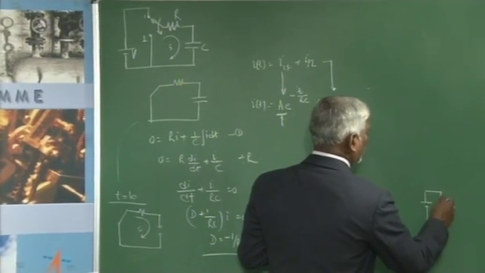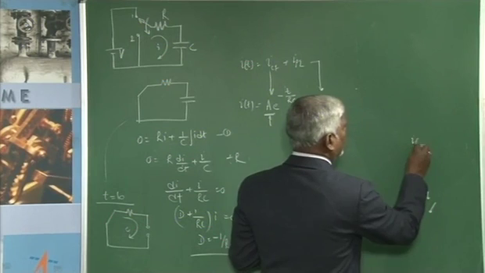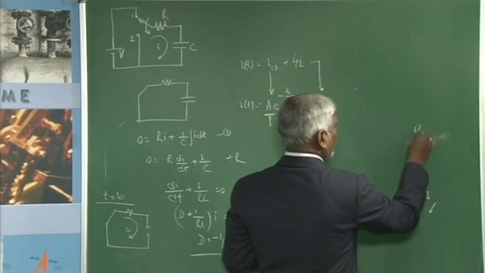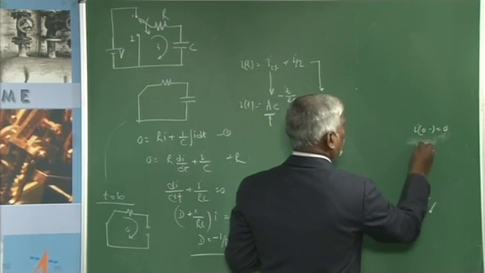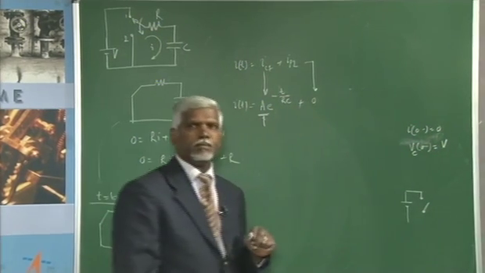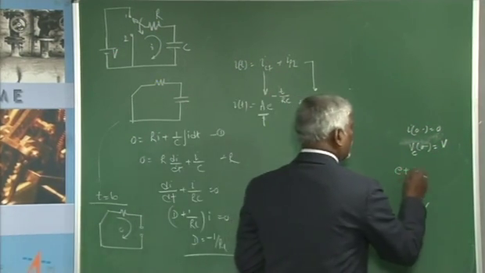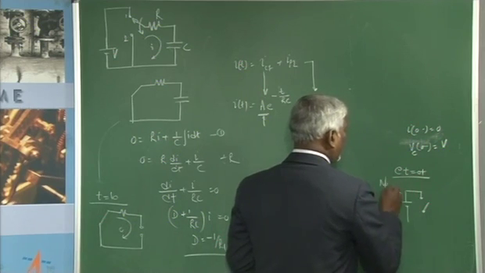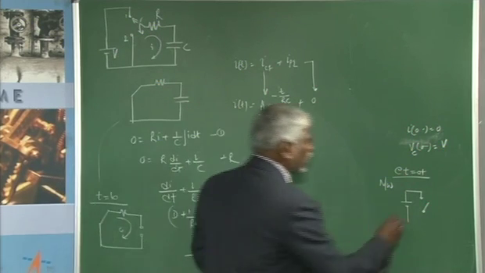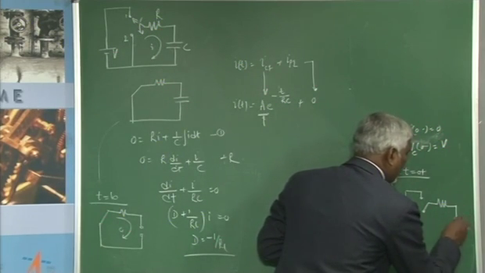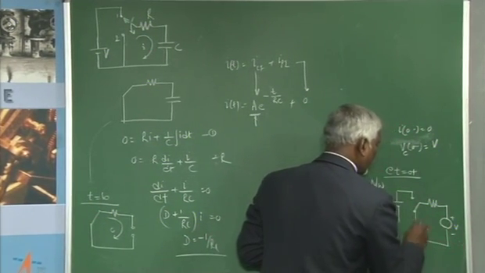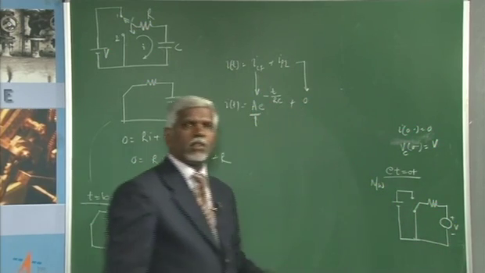When the switch is moved to 2, at 0 minus, the current I at 0 minus is 0, and the voltage across the capacitor at 0 minus will be V. At t equal to 0 plus, if I write the network after the switch is moved to 2, it will be R and a capacitor with a voltage V. This is how I can write it.